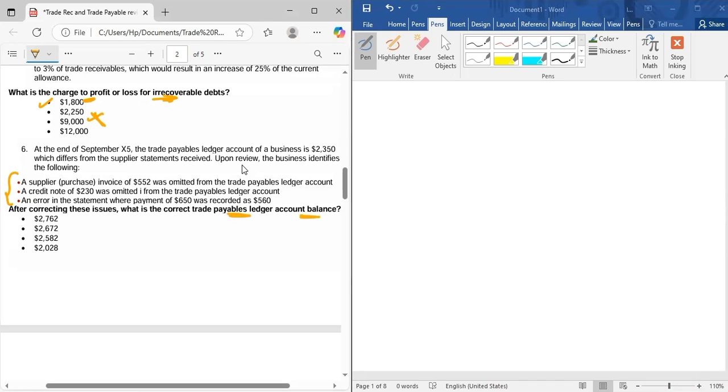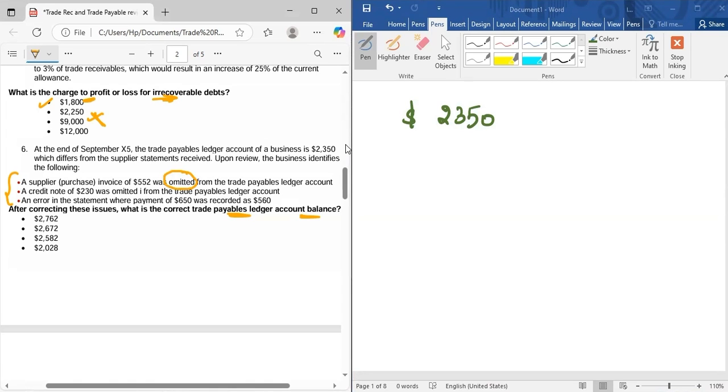We have to tell what would be our corrected trade payables ledger balance when we take into account these differences. So, a supplier invoice of $552 was omitted from the trade payables ledger account. The supplier has sent an invoice, and an invoice is just like a bill, saying that you owe me $552. But in the trade payables ledger account, this was omitted, as they forgot to record this entry.